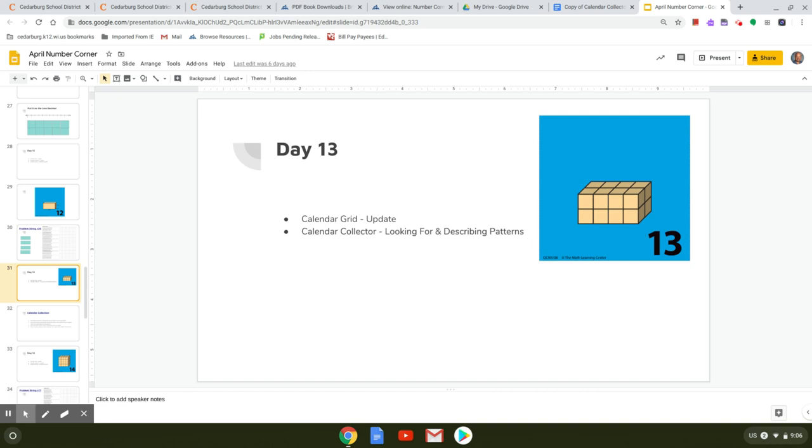So here we are, kids, day 13 of the April number corner. Let's take a look at what we have to do today. Calendar grid update, right? So your markers over here to the right. Make sure you're looking at length and width and height and recording your volume of that rectangular prism in cubic units, right? We're also going to need to break out that calendar collector.